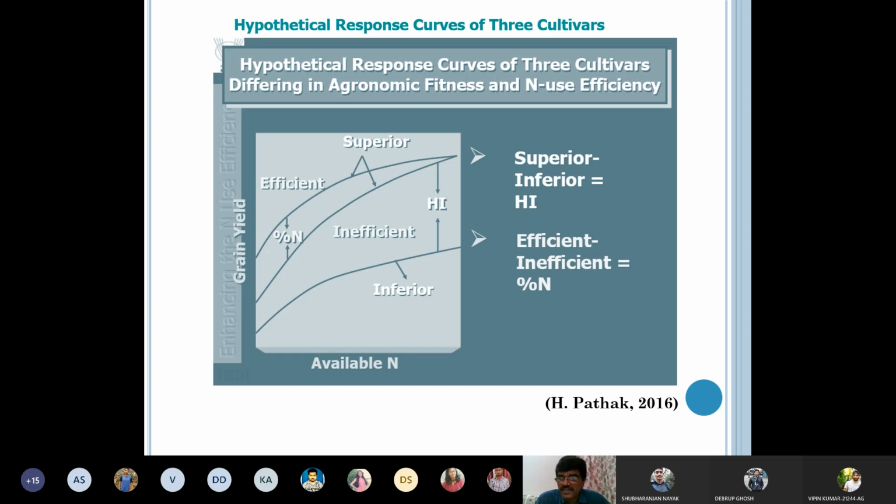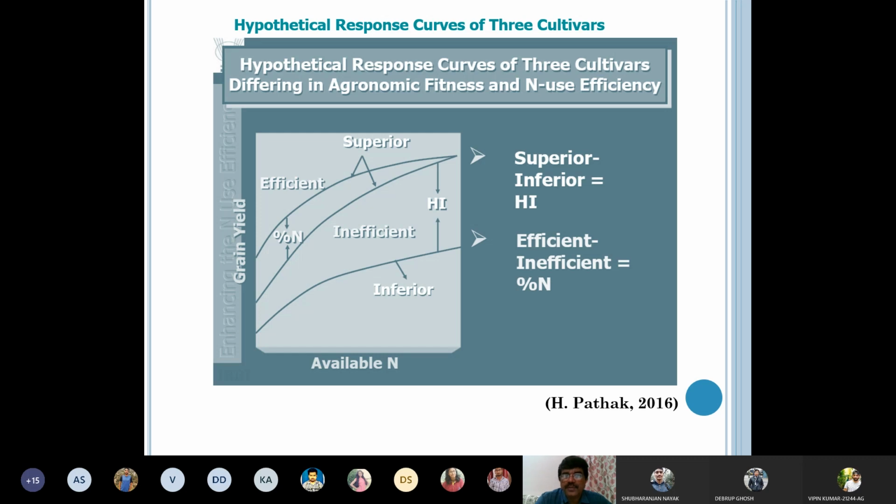It has been a matter of discussion, and many people agree that it is the harvest index. If a genotype is having a higher harvest index, then it is nitrogen use efficient. Otherwise, the lower the value of harvest index, the more inefficient the genotype is in nitrogen use. So in this example, you can see the superior genotypes minus the inferior genotypes, the difference in harvest index. Just see the HI written in the graph. So you can see there is a huge difference between inferior and superior genotypes.